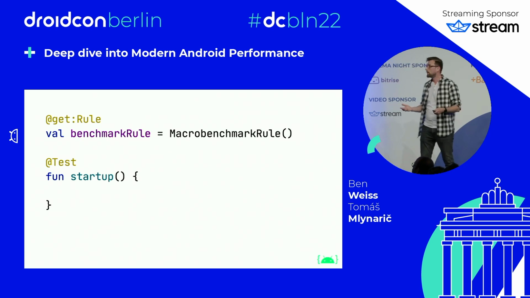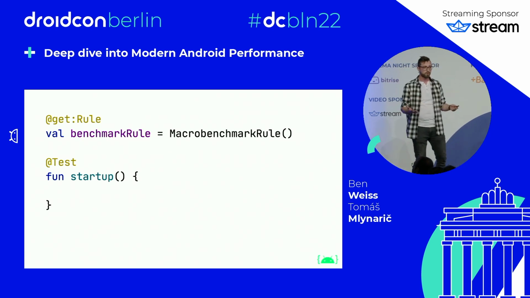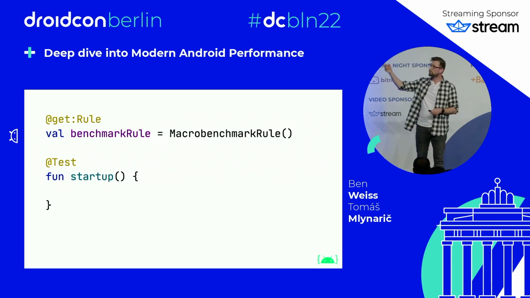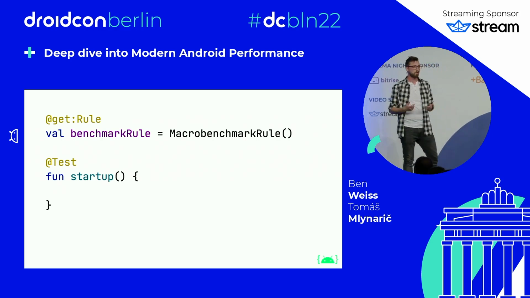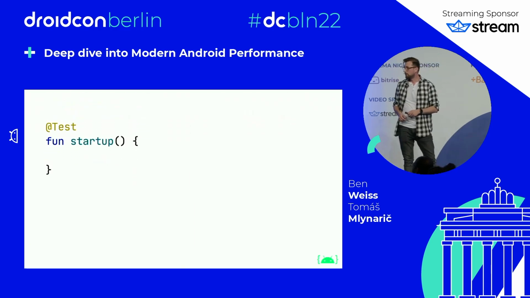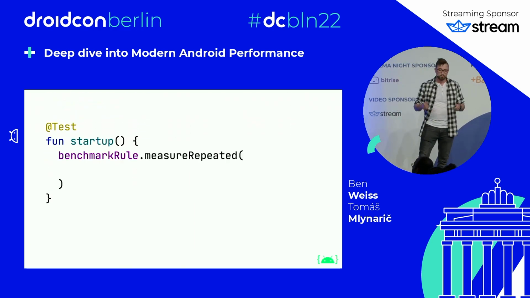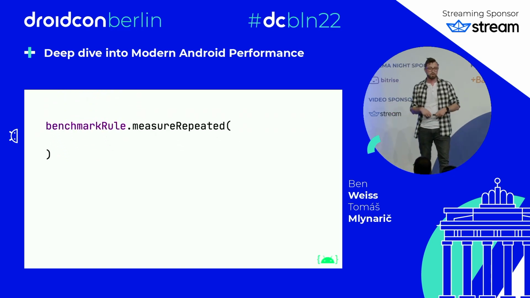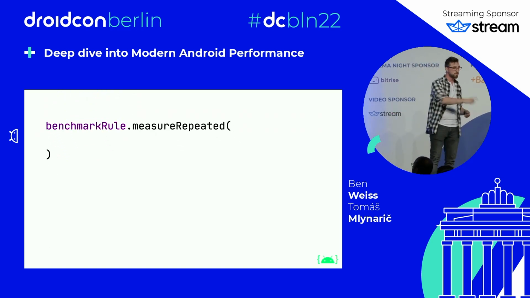And then you basically write an instrumentation test. So you create a class, annotate it with RunWith AndroidJUnit4, and then from that library you use the MacrobenchmarkRule. Let's write a startup test as here. In the startup test, we'll use the benchmark rule and the measureRepeated method. Inside that method, we need to specify a couple of parameters. So let's go over them.